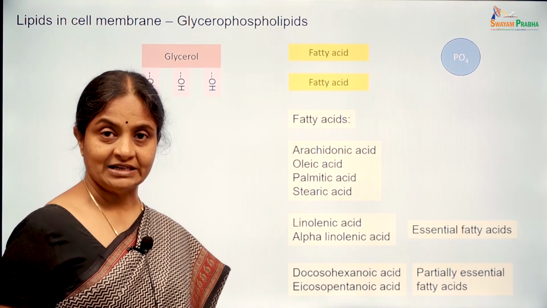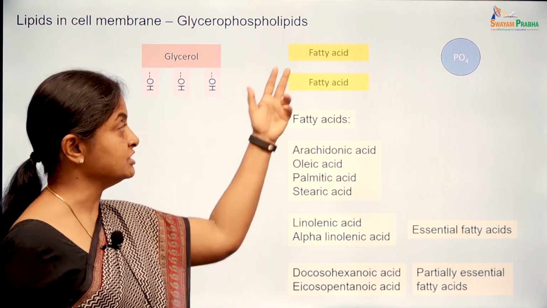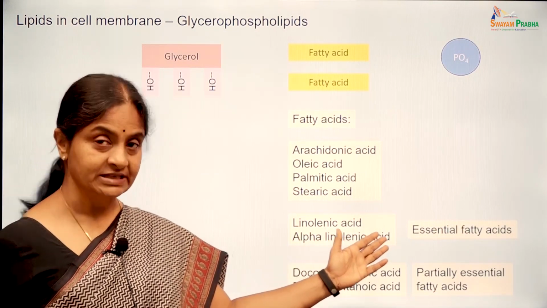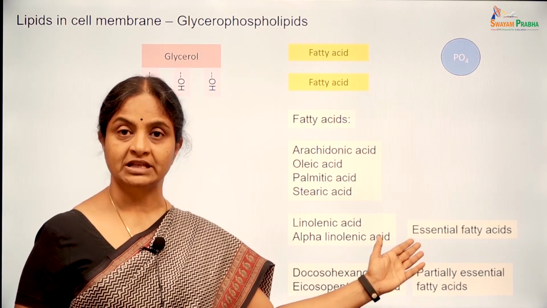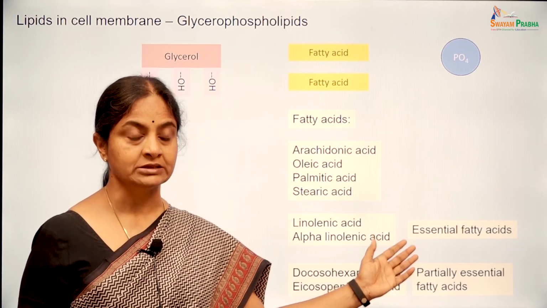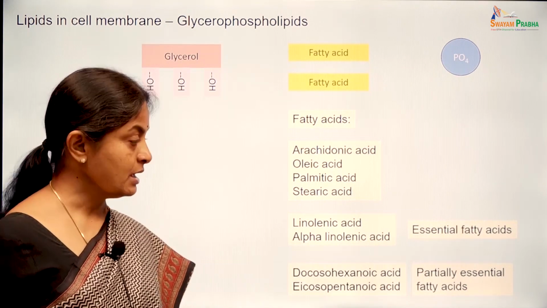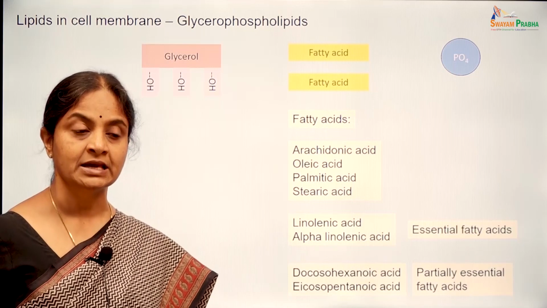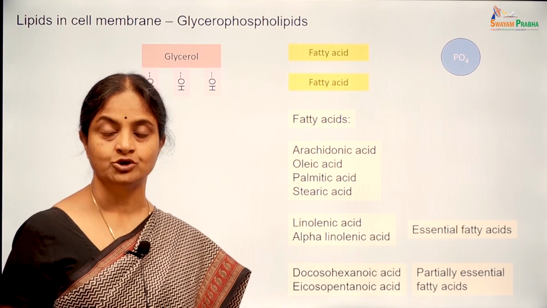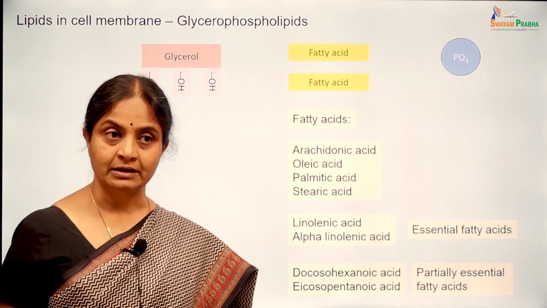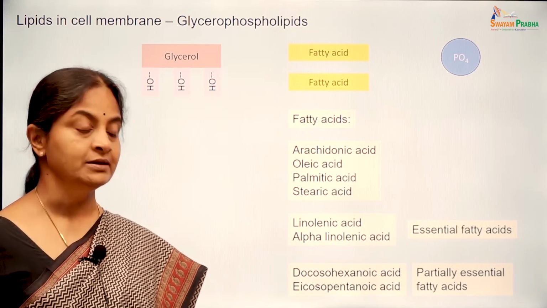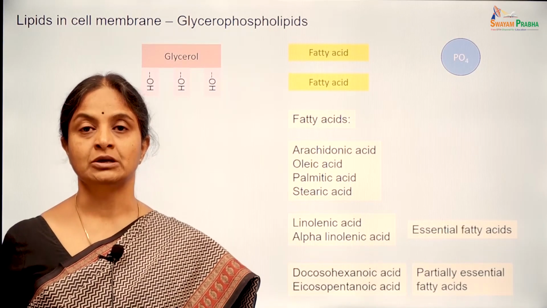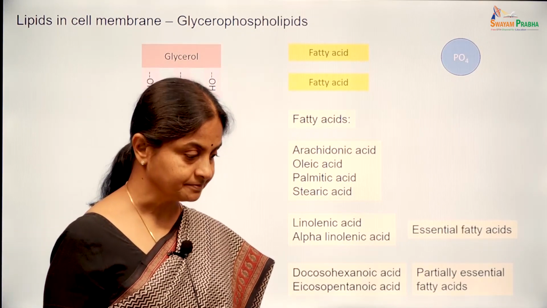Now, this is a list of fatty acids, and any of these can go into these two slots of fatty acids shown here. Here we have the essential fatty acids, which are those that the body cannot synthesize, and we depend on our diet for those. Partially essential fatty acids can be synthesized by the body to a certain extent, but we rely largely on our diet to obtain these. In fact, 90% of the phospholipids in the brain are partially essential fatty acids, and fish oils are a rich source of partially essential fatty acids.